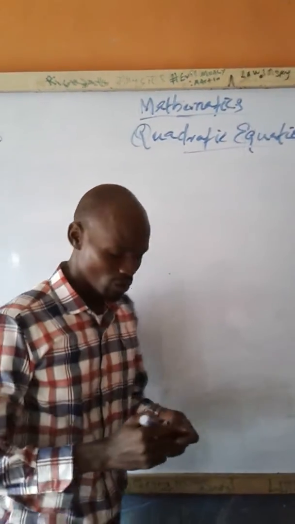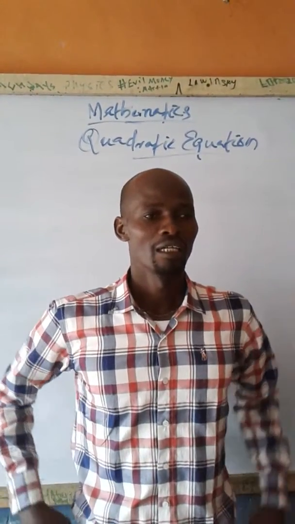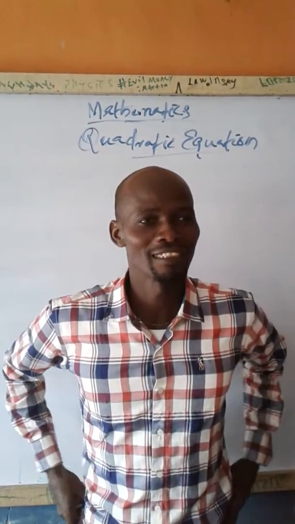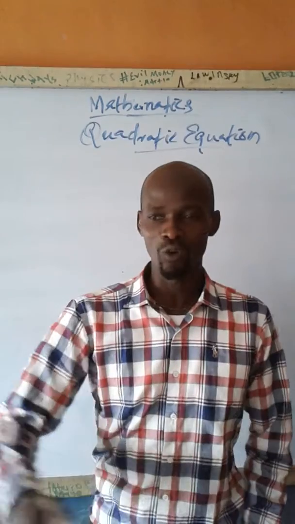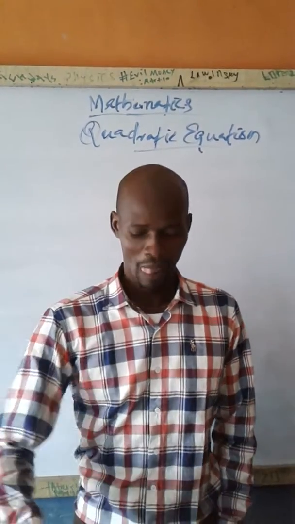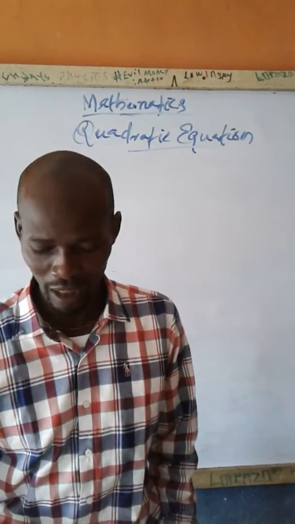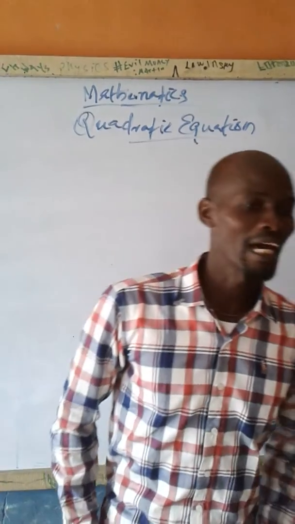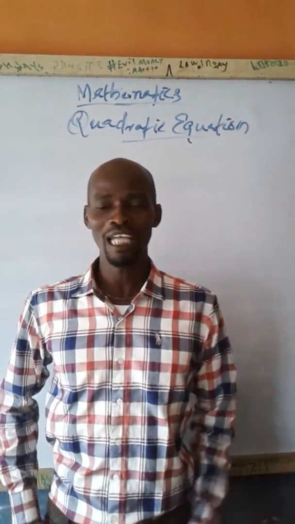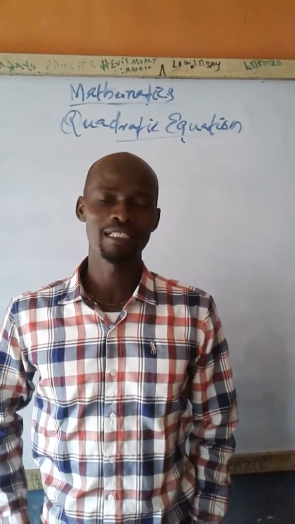Under quadratic equation, we all know that a quadratic equation has three terms. We have the first one, the second one, and the third one. The first one is what we know as the term that carries the square. The class I am dealing with this morning is SS1.